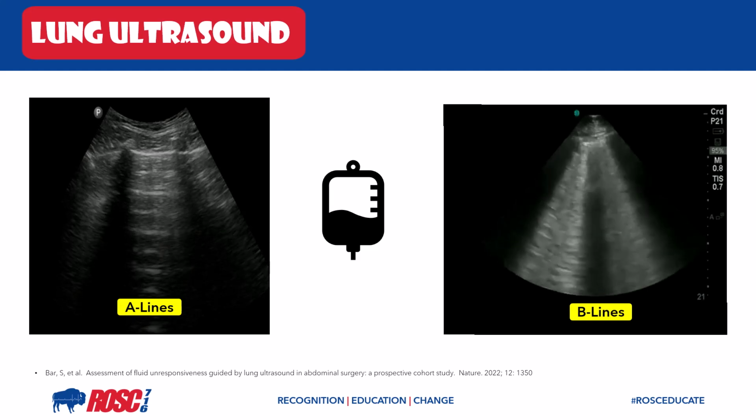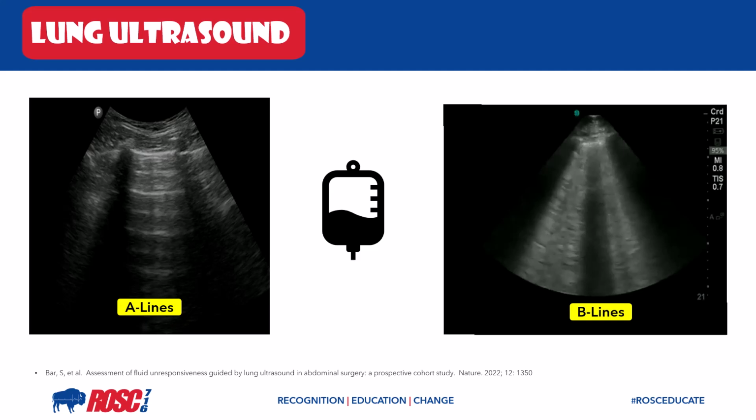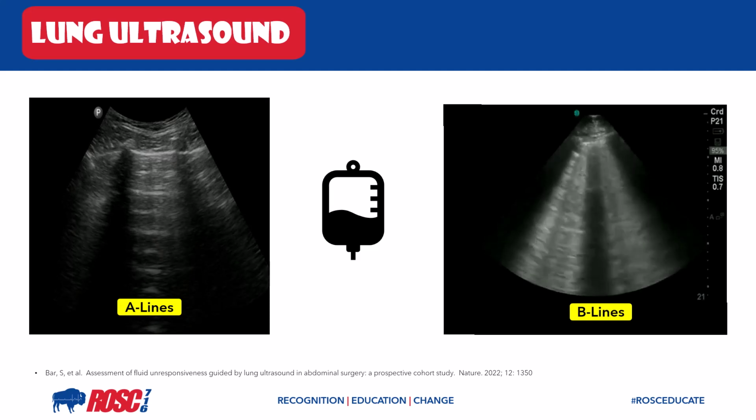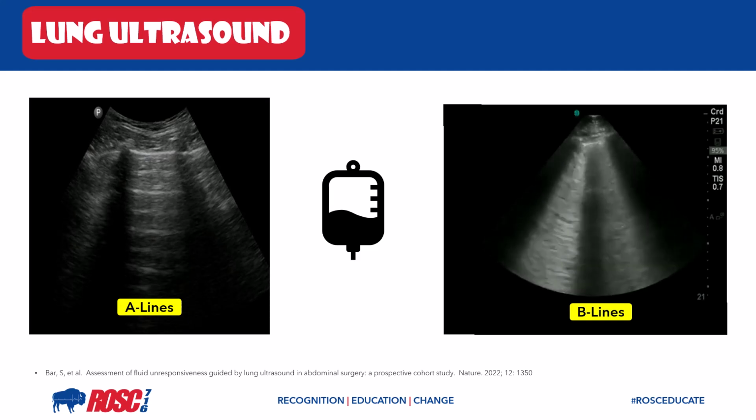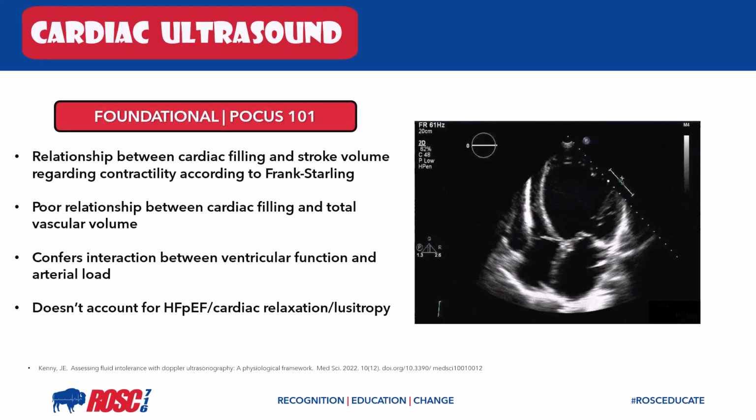This is a useful tool, but there's inherent shortcomings to this as an isolated method to predict fluid intolerance, including heterogeneity of the disease processes, ultrasound competency, and level of ultrasound experience to discern different subtypes of B lines. So again, while this can be useful, the area under the curve, sensitivity, and specificity are suboptimal as an isolated test. So now let's take a look at cardiac ultrasound.